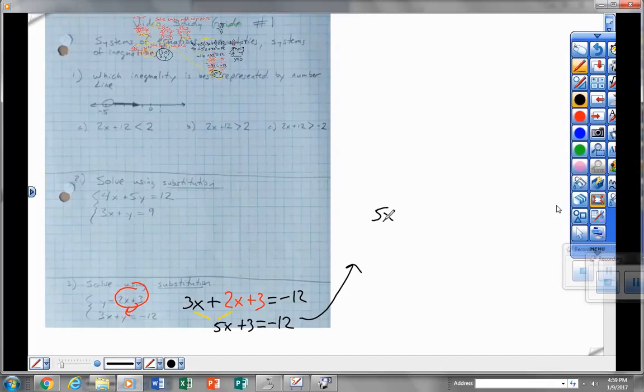So as I do that problem there, I'm going to subtract 3 on both sides. And that gives me 5x equal negative 15. Divide both sides by 5, and that gives me x equal negative 3.